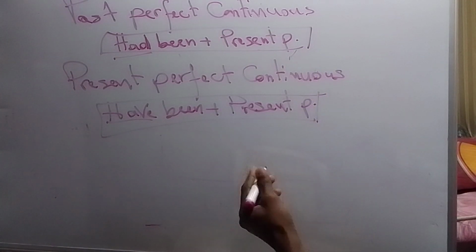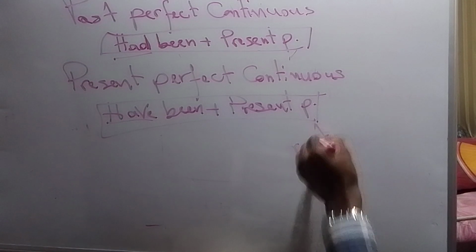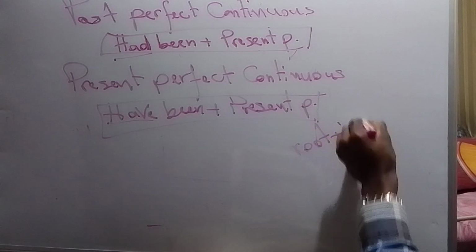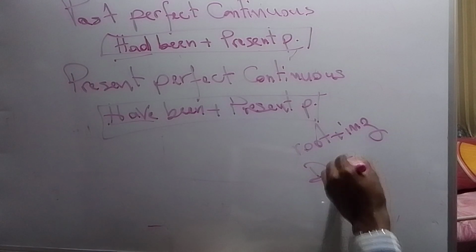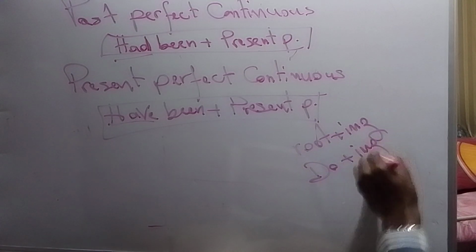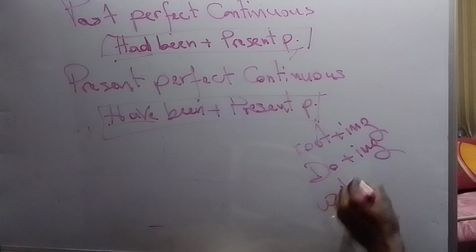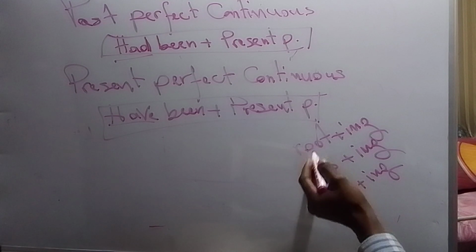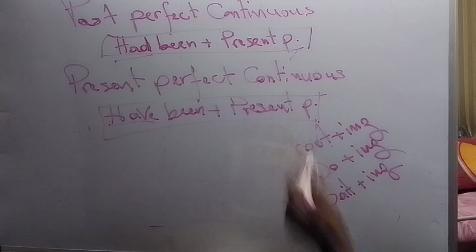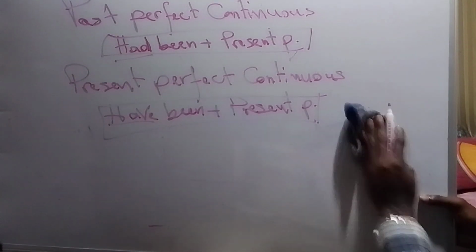The present participle of the verb is the word plus ing form. Like I have do plus ing form. I have wait plus ing form. That's the word plus ing form. That's the present participle. Okay?